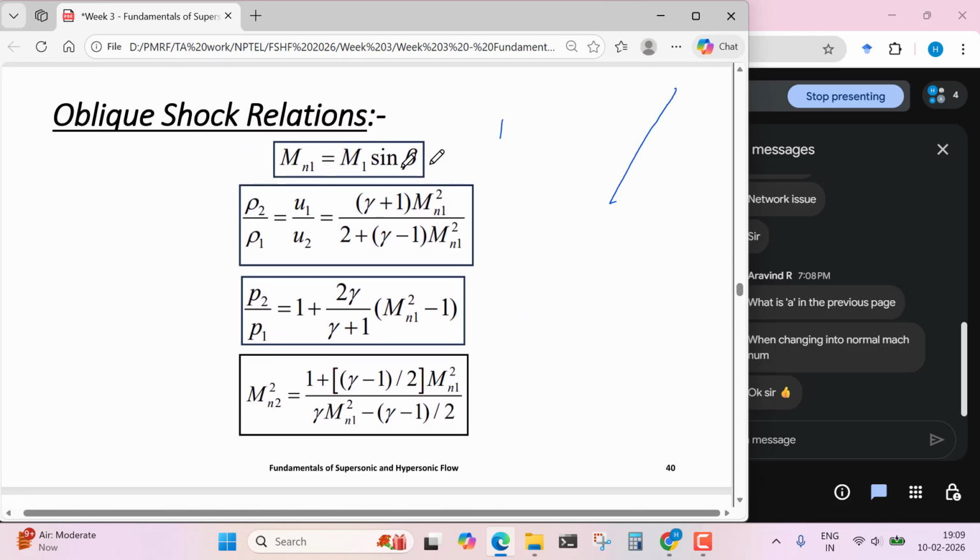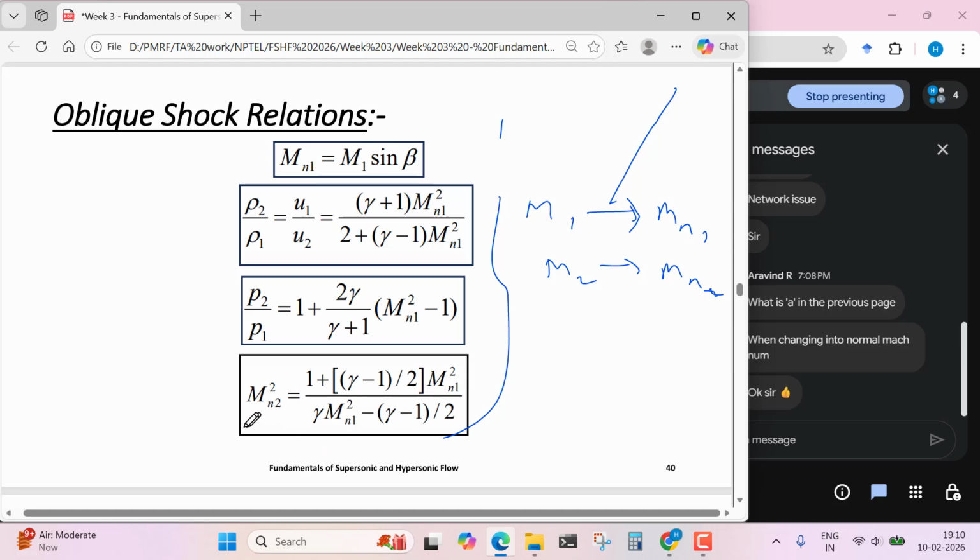So we have found Mn1. Whatever relations we have used in the normal shock, the same relations you can use there. The only thing is that you have to replace M1 with Mn1 in those relations. All relations are same. You can check also. So you can find rho2 by rho1, u1 by u2, p2 by p1, and Mn2. M1 you have to replace with Mn1, and M2 you have to replace with Mn2.